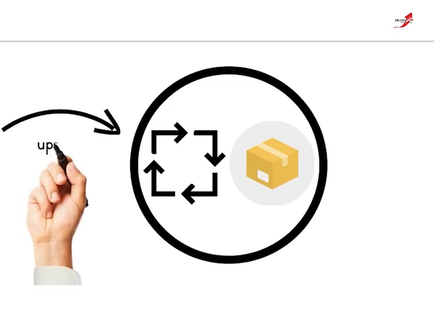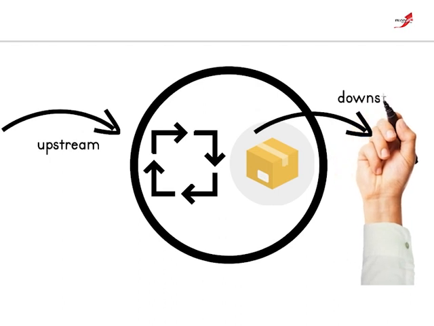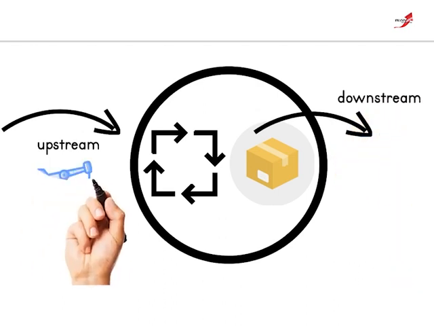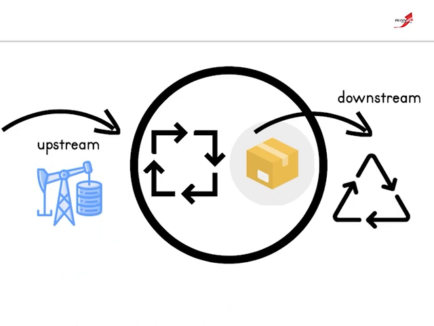Therefore, not only the processes in the company are to be considered, but also the upstream and downstream processes. This begins with the extraction of raw materials needed for input materials and ends with environmentally compatible recycling or disposal at the end of a product's life cycle.